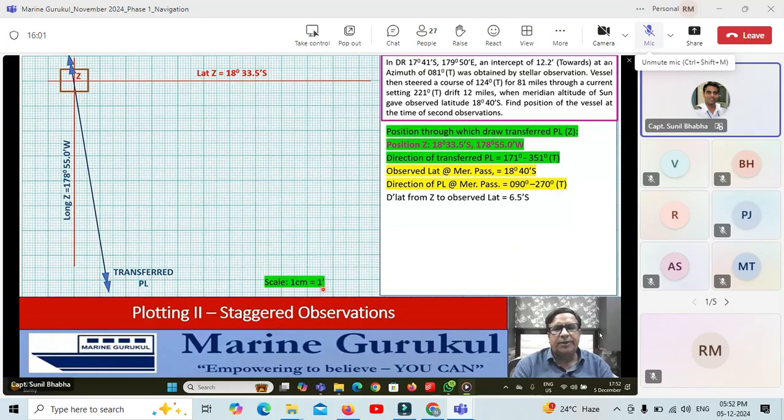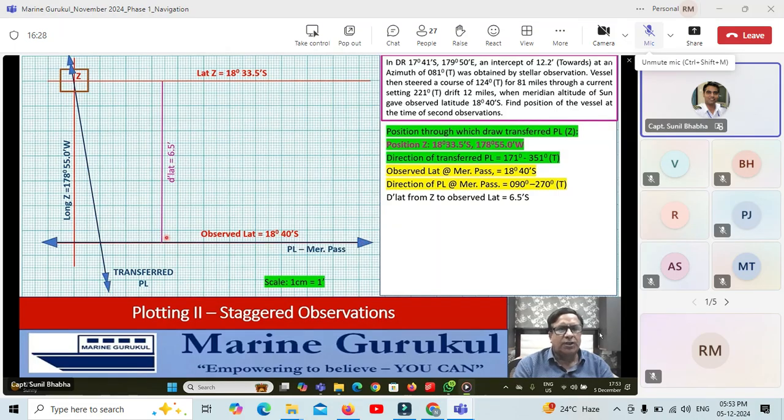1 centimeter is equal to 1 mile. Why? Because the D lat is only 6.5 minutes south. So we can just mark that off and mark the observed lat. So here comes the observed lat. That is the lat at the time of second observation. The second PL shall coincide with the observed lat being east-west. So here comes the second PL, the PL at the time of meridian altitude.